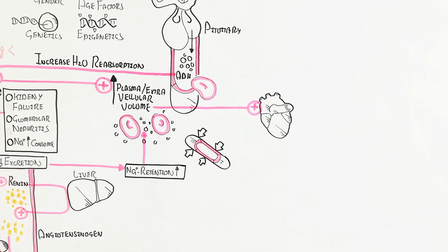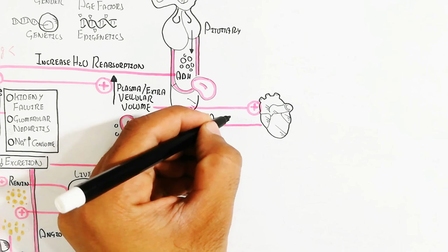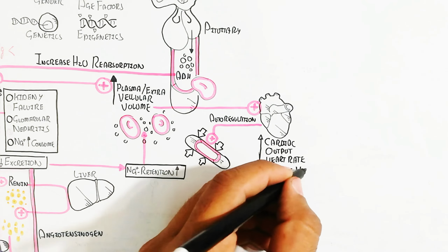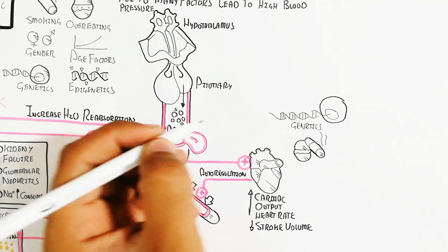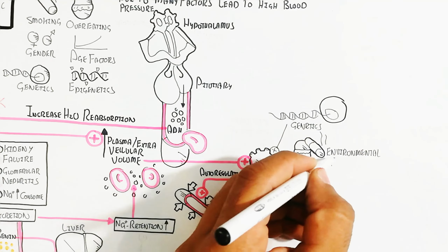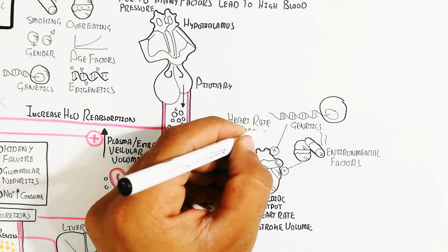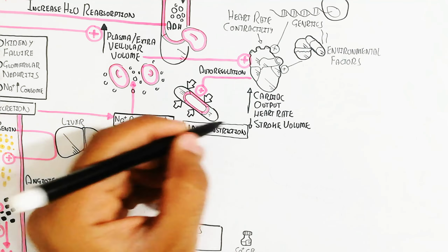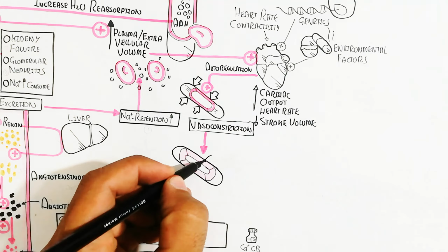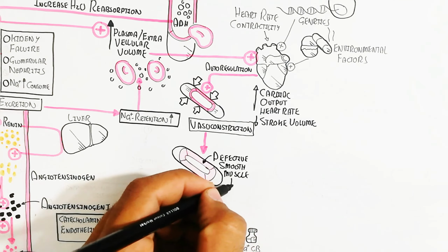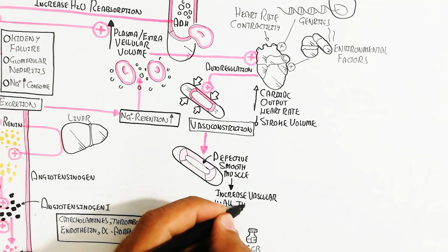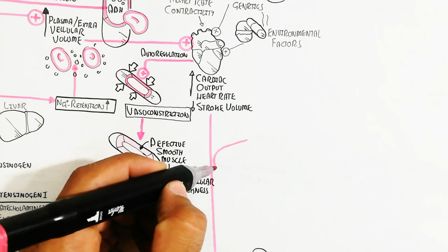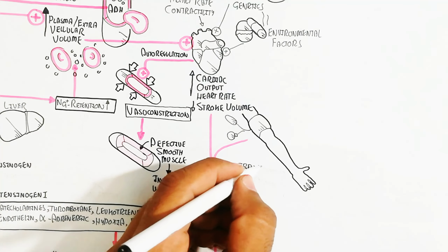The increased plasma volume targets the heart and changes heart physiology like heart rate and contractility. Genetic and environmental factors like diet and smoking lead to increased cardiac output and heart rate, while the stroke volume decreases. The vasoconstriction leads to defective smooth muscle, and chronic vasoconstriction increases the vascular wall thickness. This hardening of the vascular wall impedes the blood flow, and in this way total peripheral resistance occurs.